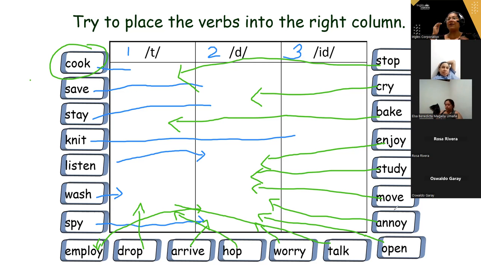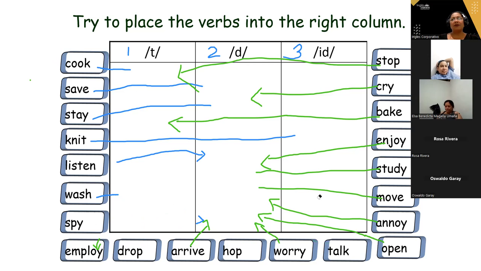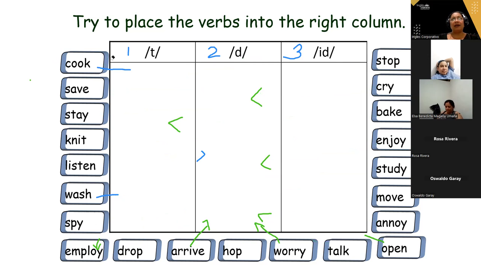Stop. Bake. Okay, entonces, esta es la segunda parte. Ahora viene la tercera parte. Hay que pronunciarlos como deben ser, ya en pasado. Okay. Voy a borrar todo esto. Y vamos a hacer de cuenta que todos ya están en pasado con la ED. Le vamos a escribir la ED, ¿ok?